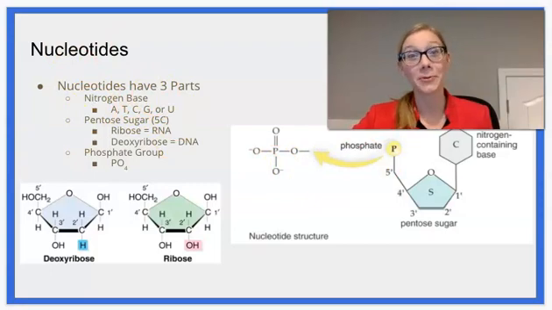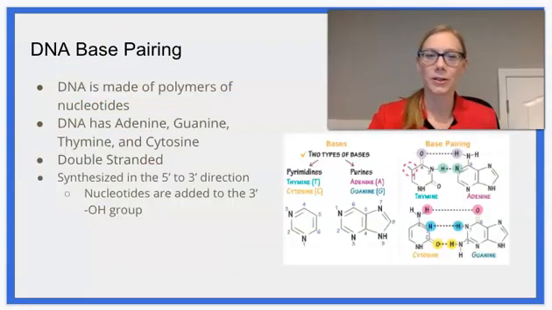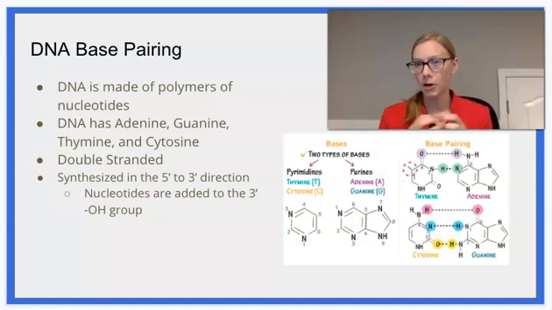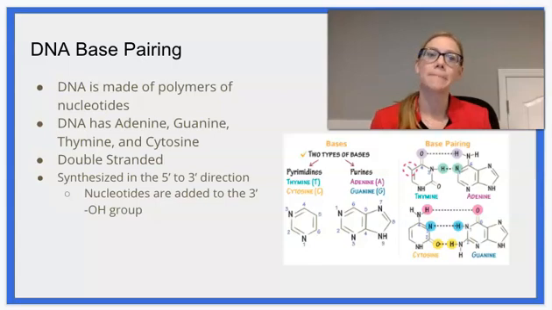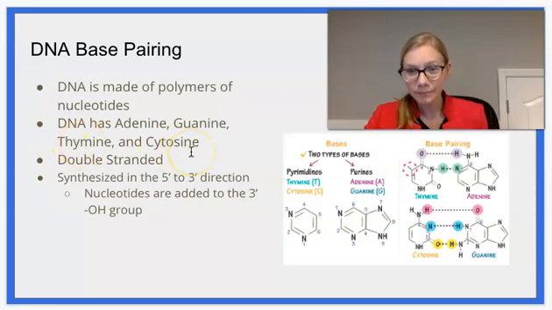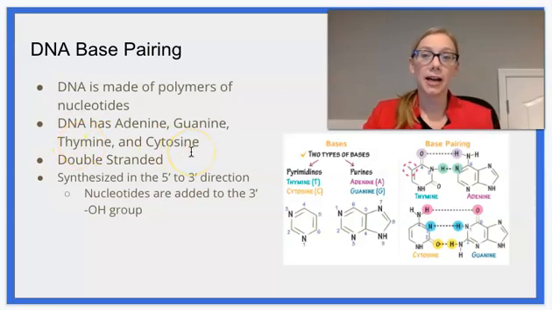I know we did that before, but hopefully that sounds familiar to you. Another thing to remember is that there's base pairing in DNA and RNA. DNA is made of polymers, meaning lots of monomers put together. Those monomers in DNA are the nucleotides we just talked about. DNA uses adenine, guanine, thymine, and cytosine, and we're going to see that they always pair in the same way.